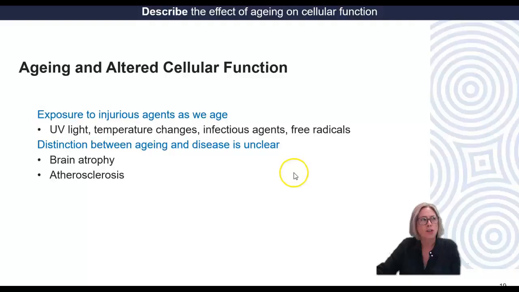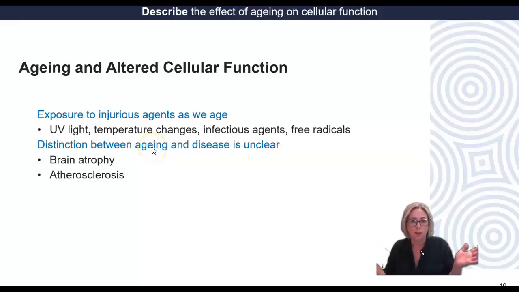Now, it's really difficult to distinguish between the normal aging process, which is unavoidable, and we all have to go through it, and distinguishing between that and disease is really hard to do. So the easiest way is to give you an example. Say brain atrophy. During the normal aging process, the brain does undergo atrophy, right? But when there is a disease state, such as Alzheimer's, there is way more atrophy. So a significantly higher level of atrophy in that diseased state.